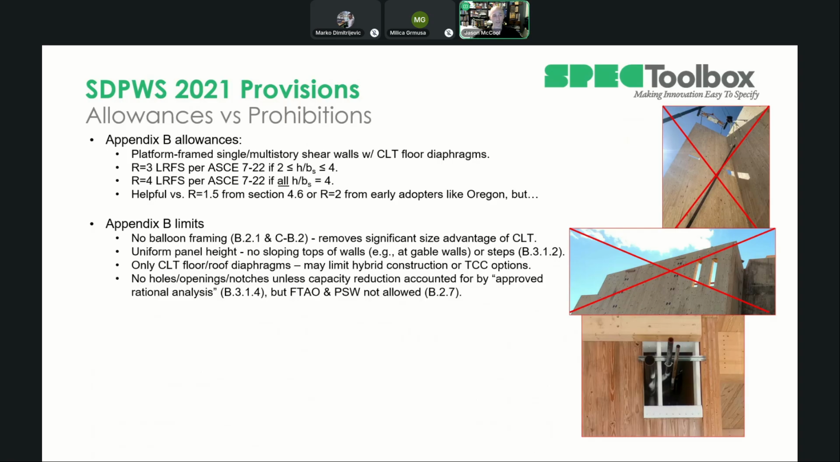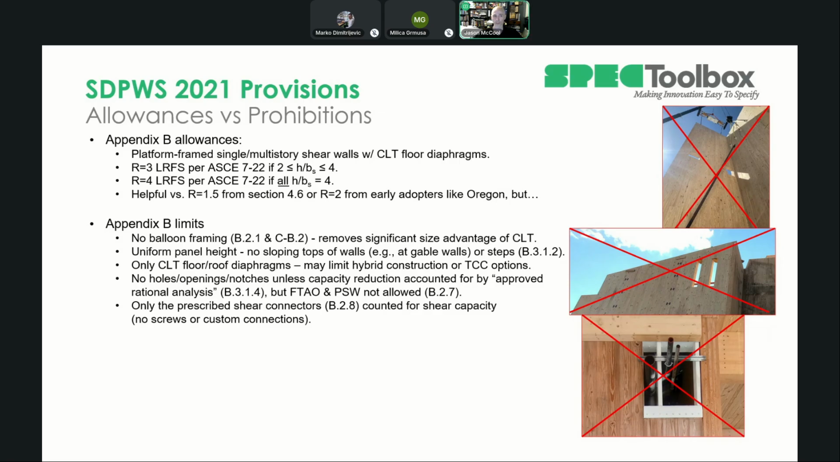No holes, openings, or notches, unless you've done rational analysis, which of course we're engineers, so we always want to do rational analysis. But one of the ways we've done that in the past has been with tools like force transfer around openings or perforated shear walls. And those are specifically not allowed for CLT shear walls in Appendix B. So everything's got to be full height segmented shear walls.